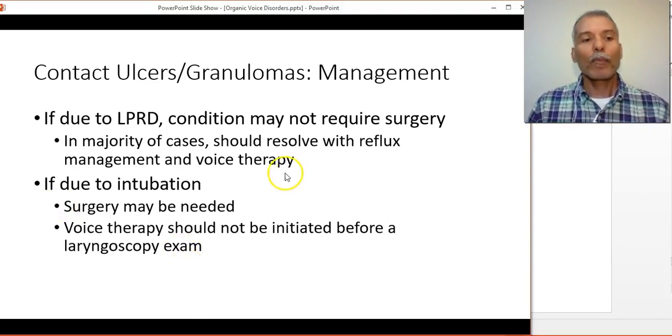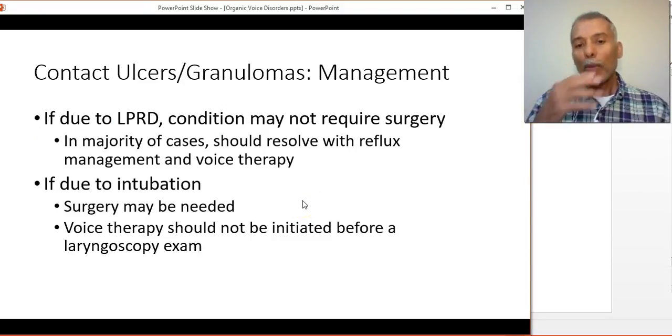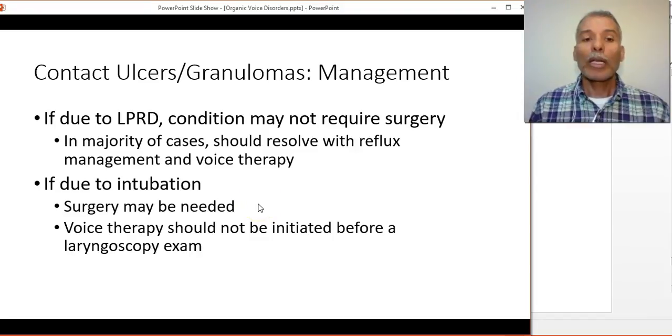In terms of management, if the granuloma is due to reflux, then that condition may not require surgery. So in the majority of the cases that are managed with medications, the reflux will decrease or go away. And then, for example, with voice therapy you are going to counsel the patient. You are going to work with any resulting problems like hoarseness or any other consequences that are there. But both of these are effective, and in that case, the patient might not need surgery, and the granuloma could resolve. If it is due to intubation, surgery might not be needed.